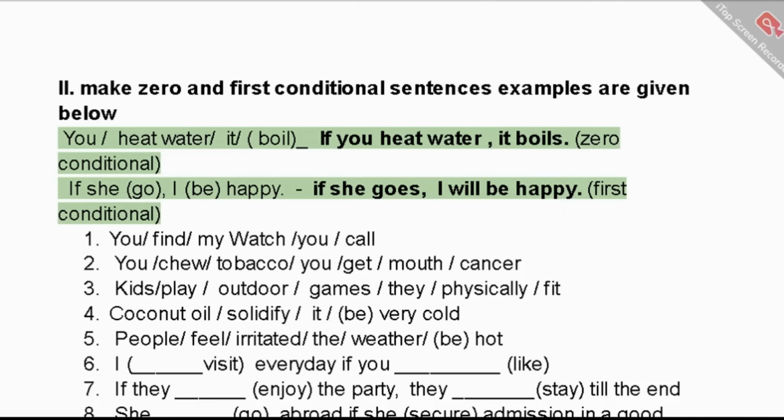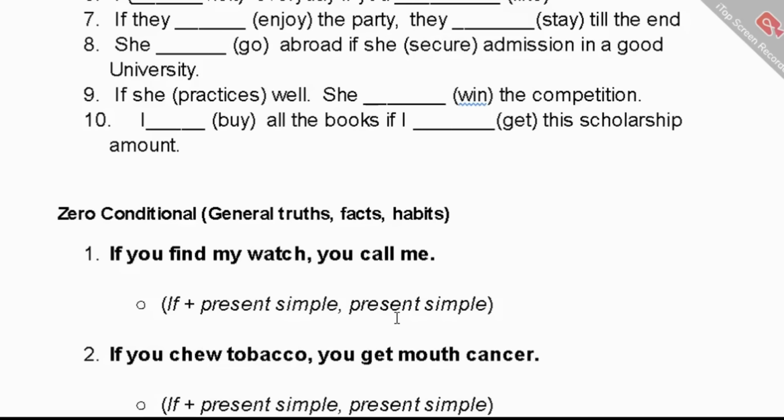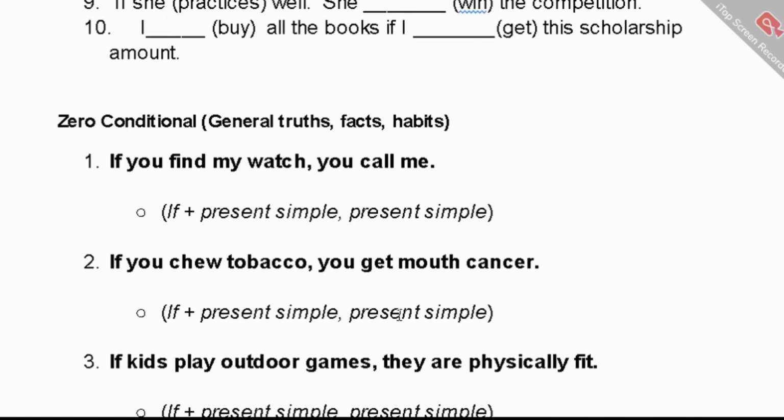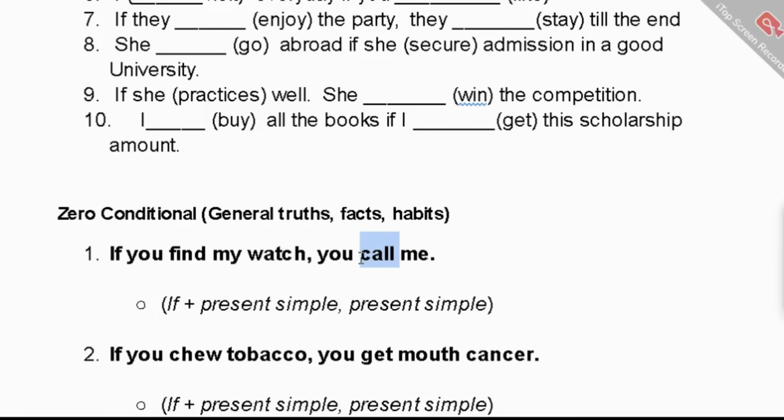Now let's see the answers. I have written the answers. Here you can see: if you find my watch, you call me. If plus present simple plus present simple, that's why it's a zero conditional. If you find is present simple, my watch, this whole clause is the if clause, then comma, you call me. Call is again present simple, that's why it's zero conditional.